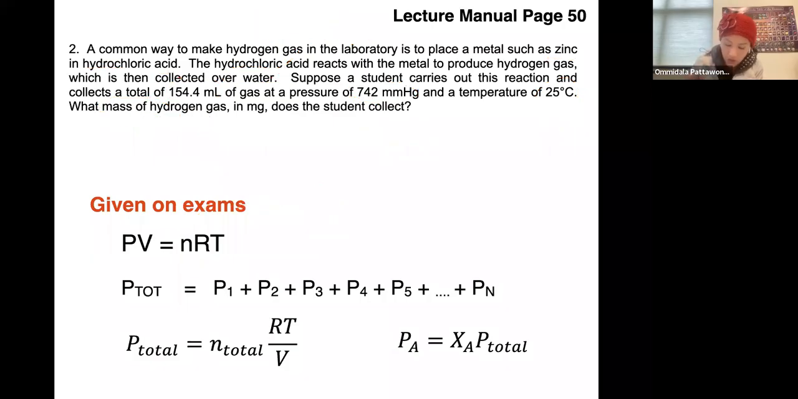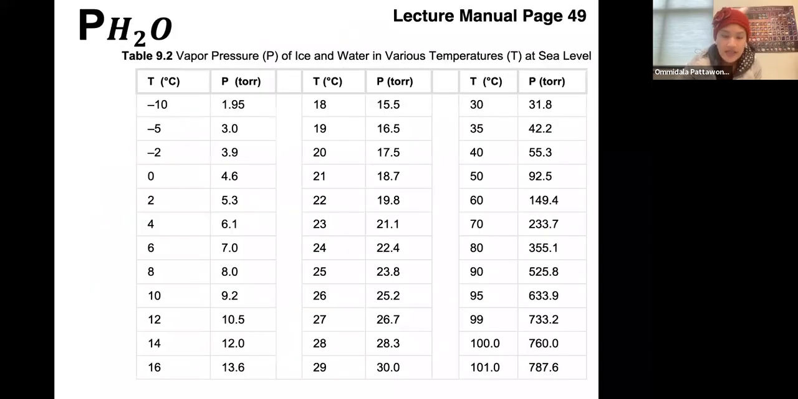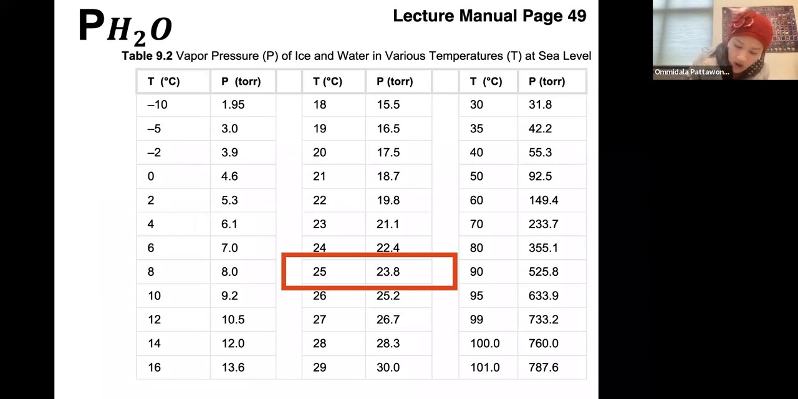So what I am going to use is these two equations, except we are going to use the partial pressure of hydrogen gas plus water equal to the total pressure. Let's take a look at the pressure of water first. It's at 25 degrees Celsius, so the partial pressure of water would be 23.8 torr. Remember, torr and millimeters of mercury are the same, a 1-to-1 ratio. So you get 23.8 millimeters of mercury.